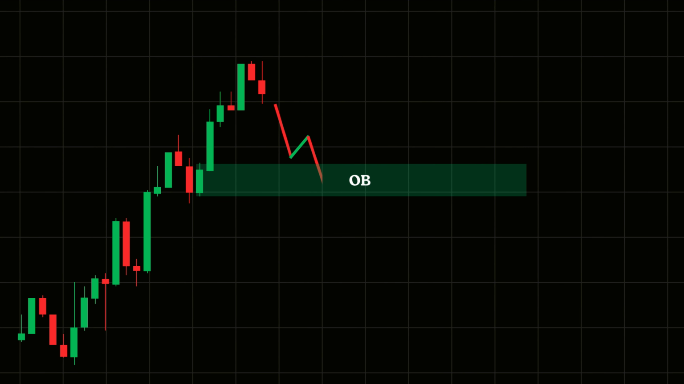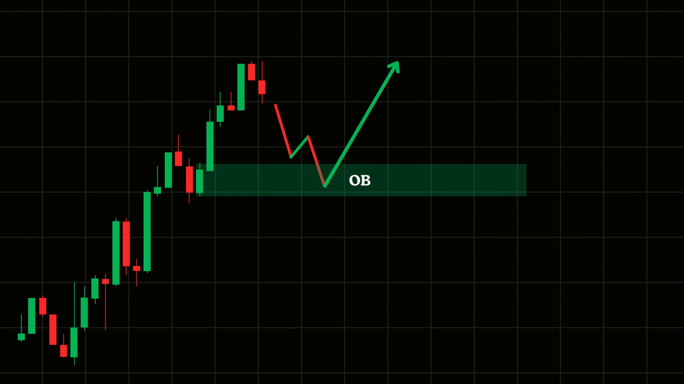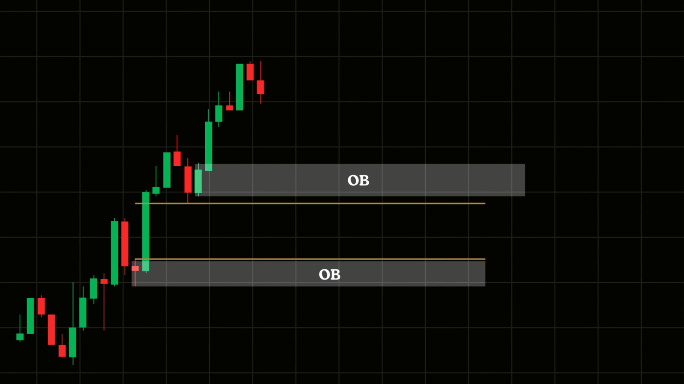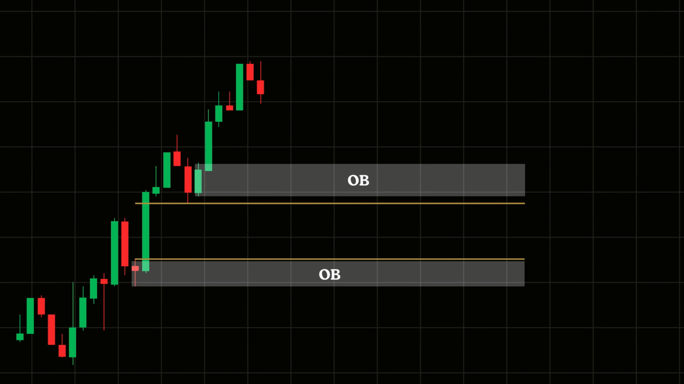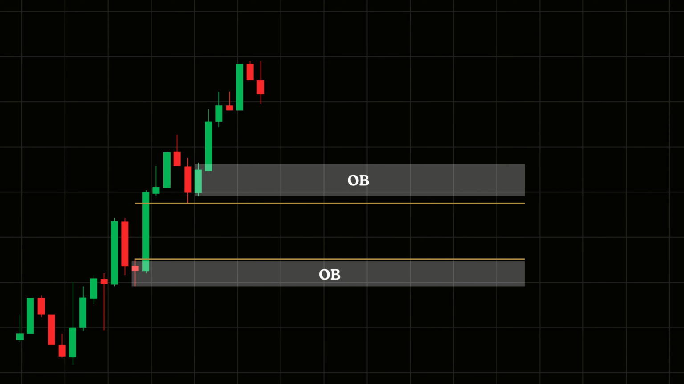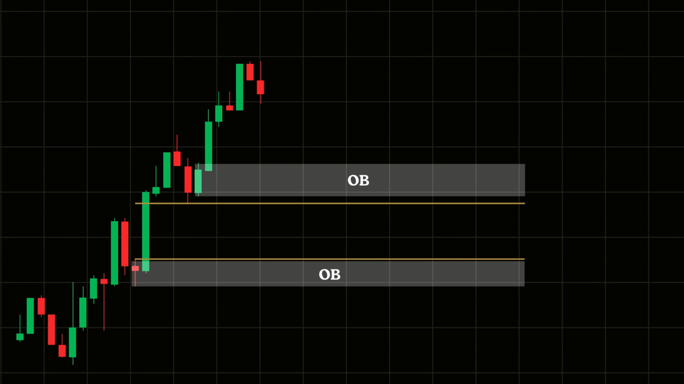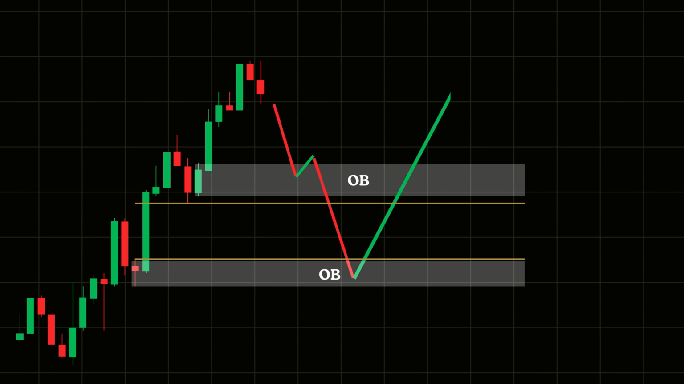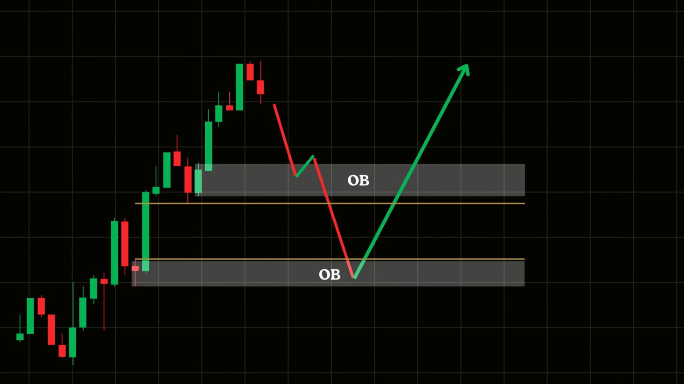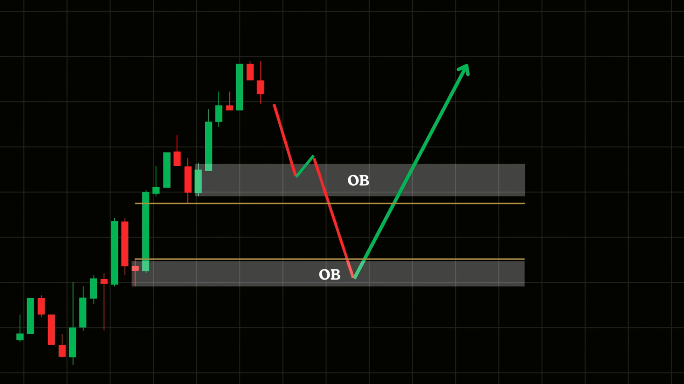Now let's dive into the second liquidity-based model. In this setup, we have a valid order block that presents a potential long opportunity. However, if we examine the left side of the chart, we can identify a price gap between candles, located directly below the initial order block, along with another valid order block in that same region. This price gap typically acts as a magnet, drawing price downward to rebalance, clear liquidity below the first order block, and then potentially reverse after mitigating the second one.